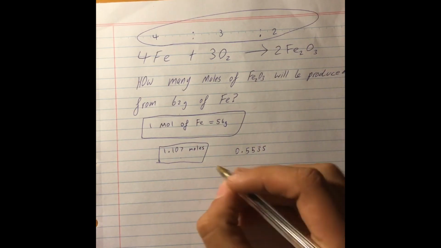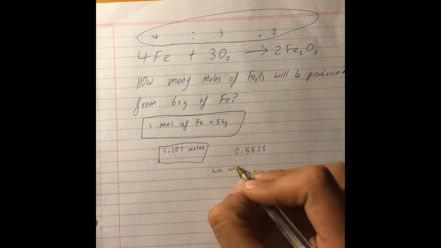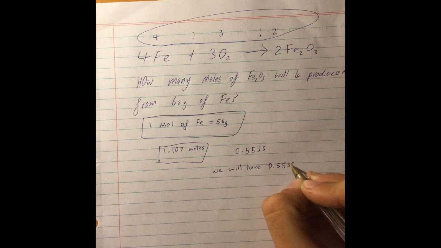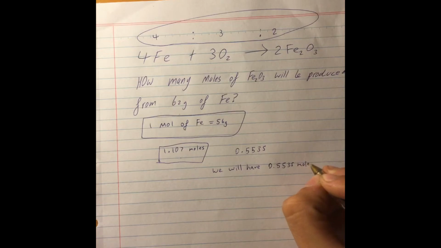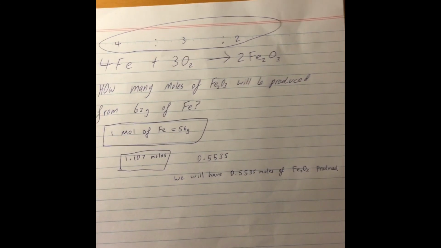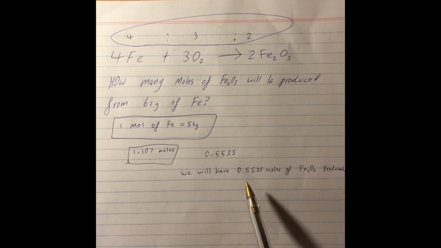1.107 divided by 2 is going to give us 0.5535. Therefore, we will have 0.5535 moles of iron oxide produced, right? So we're going to have 0.5535 moles of iron oxide produced, which makes sense. It's going to be half of the moles of iron we have, and if we halve 1.107, we're going to get 0.5535.